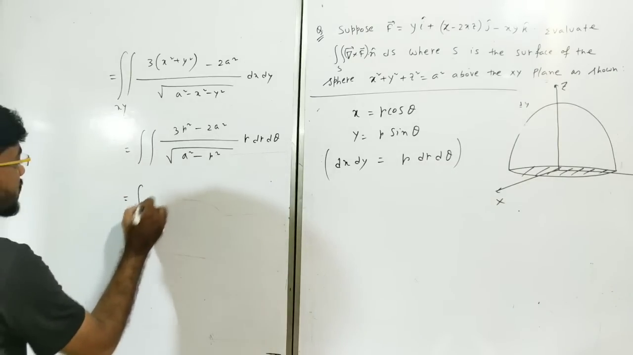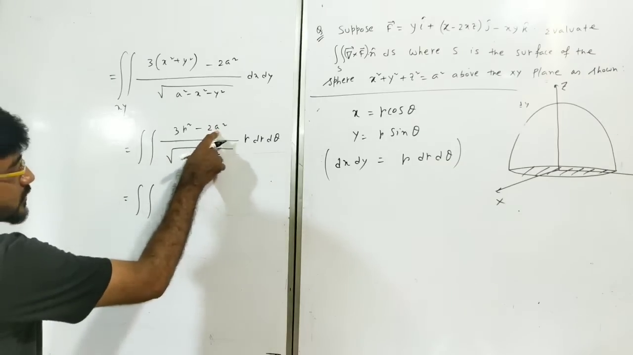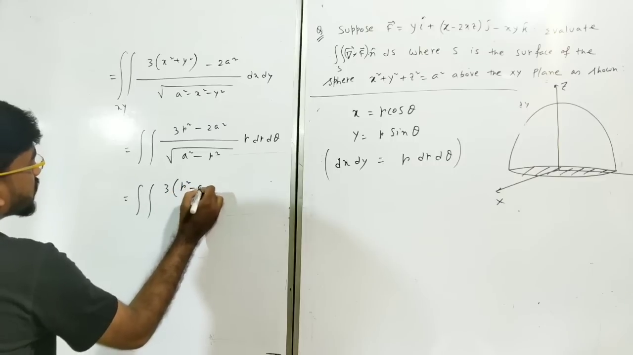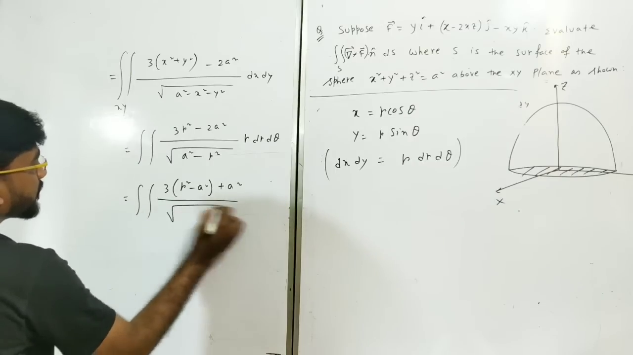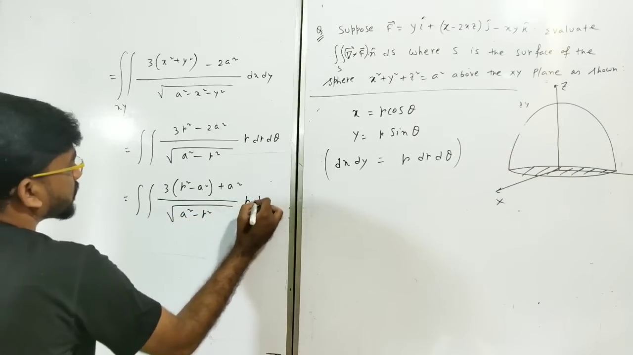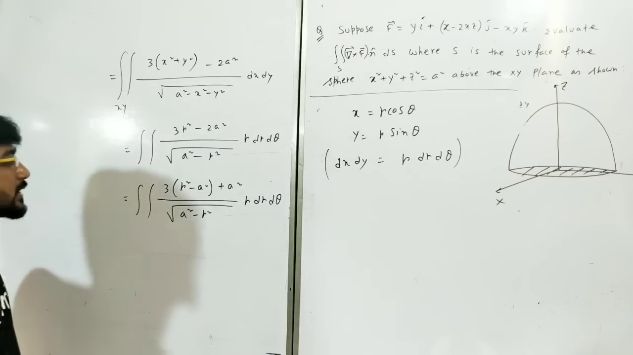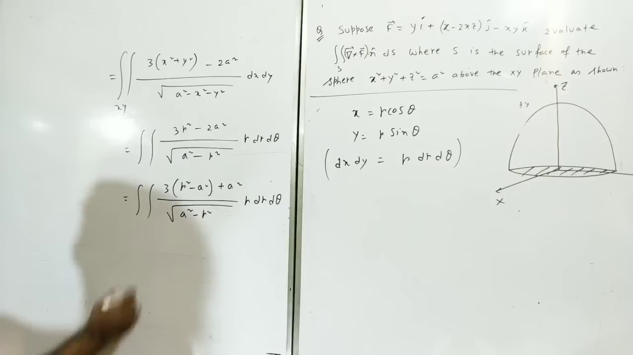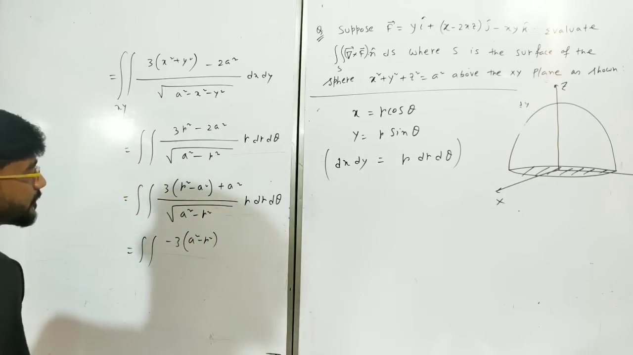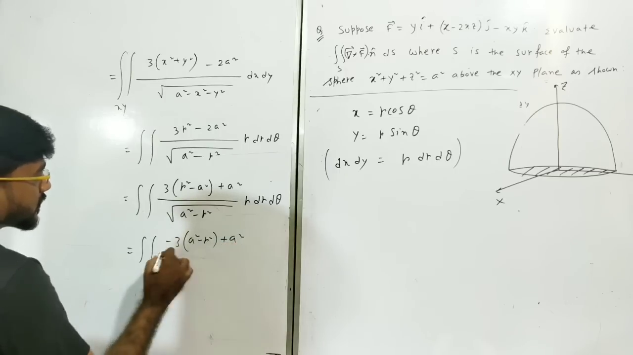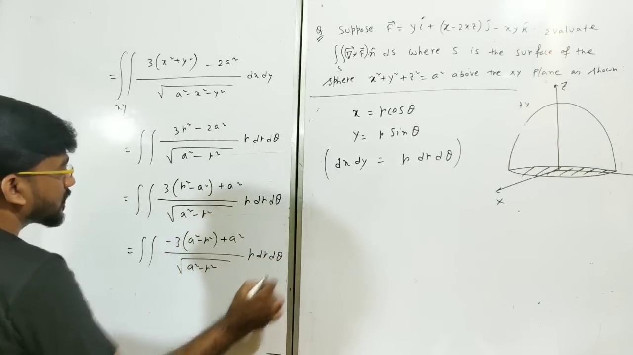So you can write it like this, the surface integration of 3 into r square minus a square plus a square, so it will be 3 r square minus 3 a square plus a square, that is minus 2 a square, divided by square root of a square minus r square into r dr d theta. Now if you want to write it in terms of a square minus r square, you can write it like this: minus 3 into a square minus r square, plus a square, divided by root of a square minus r square into r dr d theta.